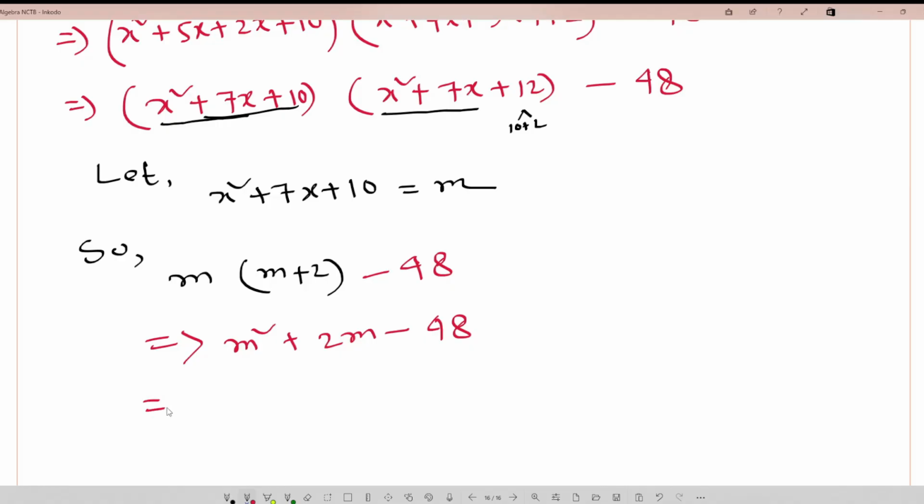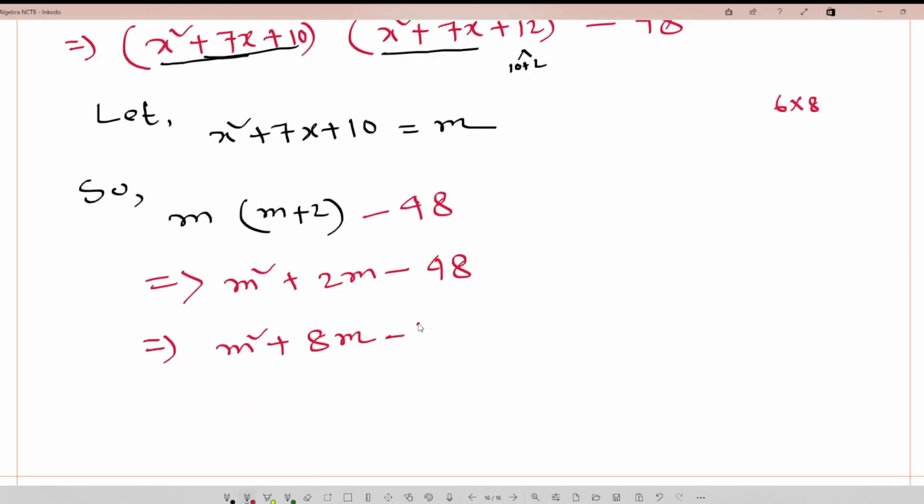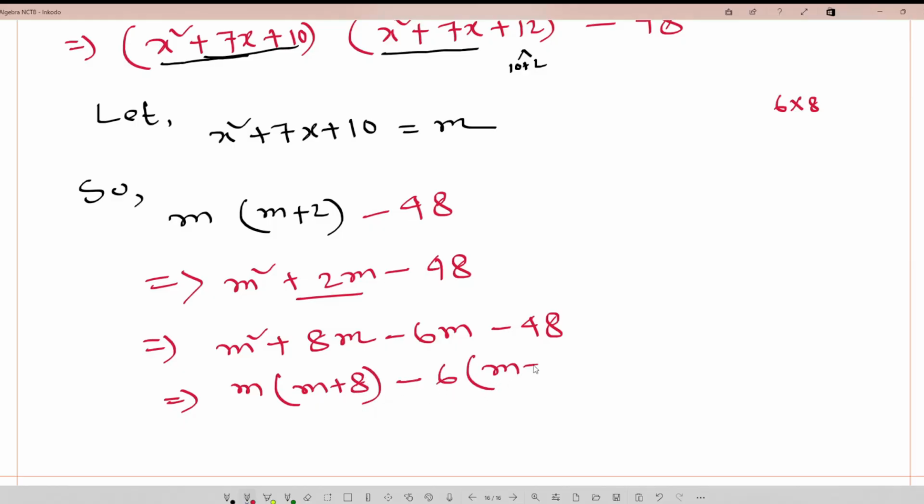Now look, 48, it means 6 times 8 is 48, and 8 minus 6 is 2. So m square plus 8m minus 6m minus 48. So 8m minus 6m means plus 2m. So we can take common m. So here is m plus 8, minus common 6, minus 6. So again m plus 8. So here is m plus 8 times m minus 6.